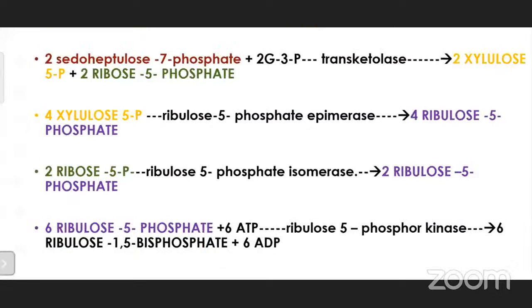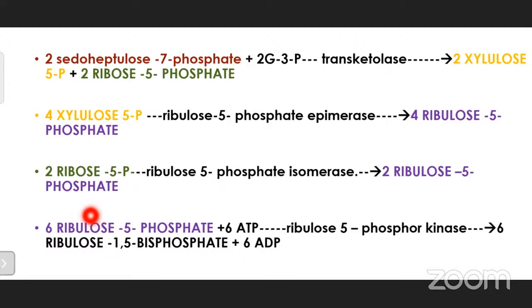1,5 bisphosphate means the monophosphate of ribulose 5 phosphate has now become the bisphosphate, and you can see 6 ADP are released. That means 6 ATP is added here and 6 ADP is formed along with ribulose 1,5 bisphosphate. This is what RuBP regeneration that has taken place.